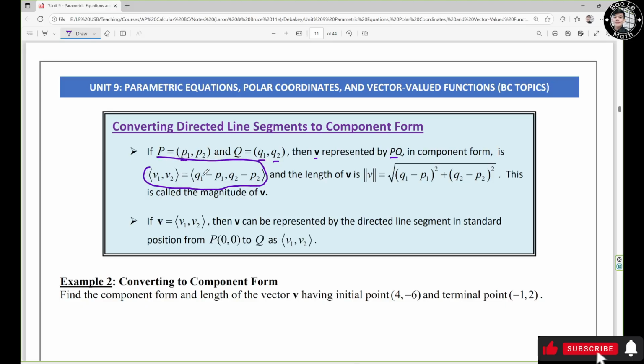(q1 minus p1, q2 minus p2). And then the length of the vector v equals the square root of this one right here, squared, and then you're going to add them up. This is called the magnitude of the vector v. If vector v is (v1, v2), then vector v can be represented by the directed line segment in standard position from point P at the origin to point Q at (v1, v2).